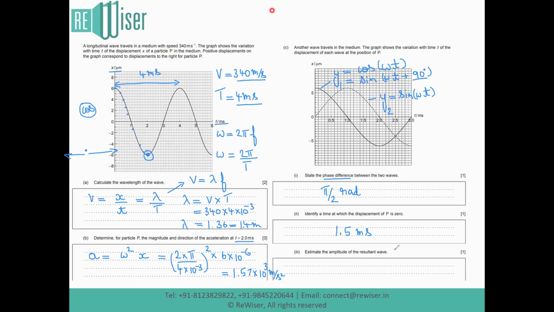of the resultant wave. The amplitude of the resultant wave from the graph is found out to be 4 micrometer plus another 4 micrometer, which adds up to 8 micrometer. So this is the amplitude, or the highest point on the y-axis for the resultant wave.